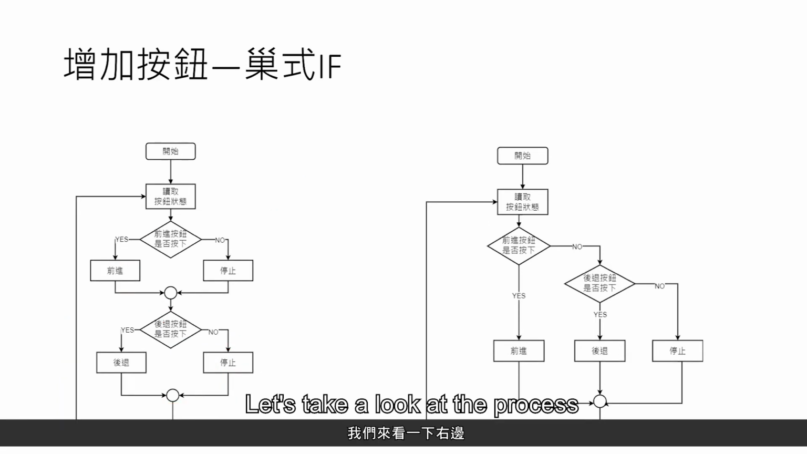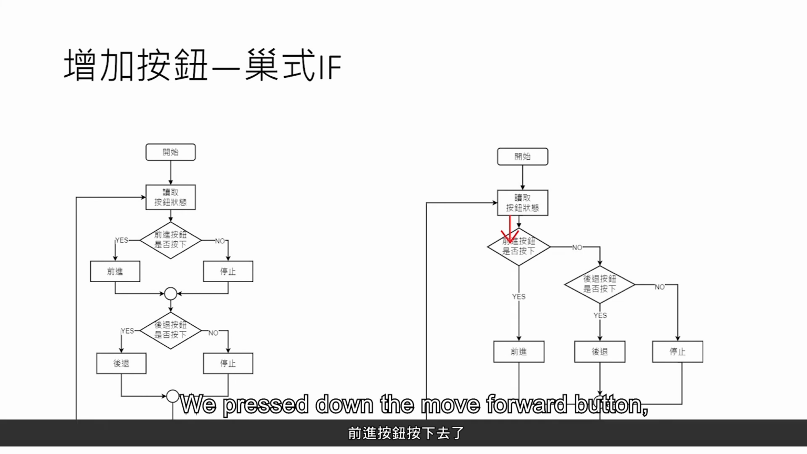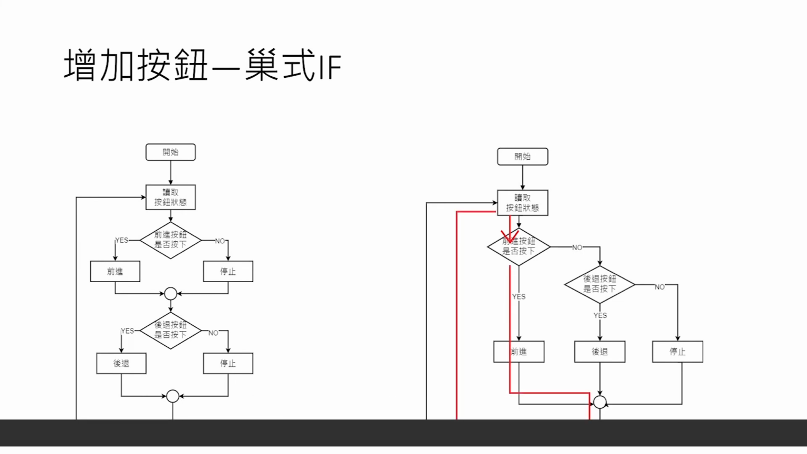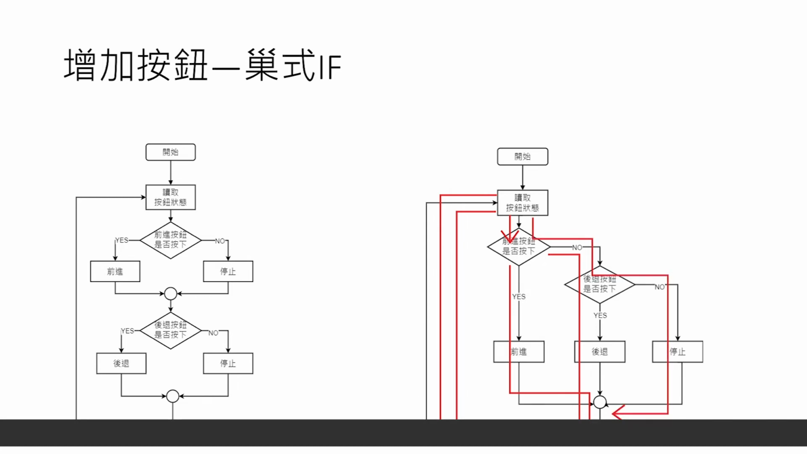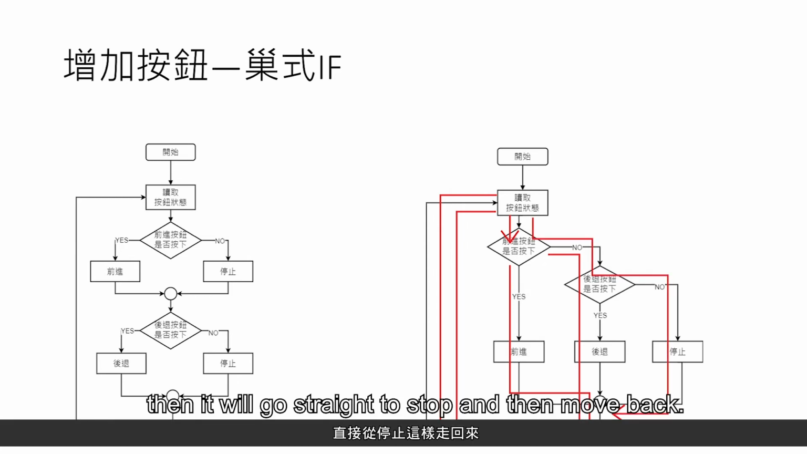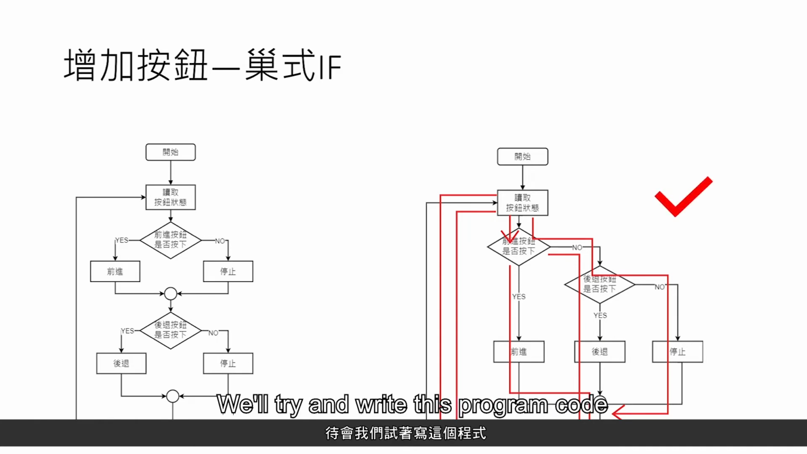Let's take a look at the process of the second flowchart. Likewise, we'll read in the status. We press down the Move Forward button so it will move like this. It won't have the stopping issue. If the second button is pressed down, it will go towards the second line and then move like this. If nothing is pressed, then it will go straight to stop and then move back. Right? This is the correct one. We'll try and write this program code that is correct. Let's move on to the next slide.